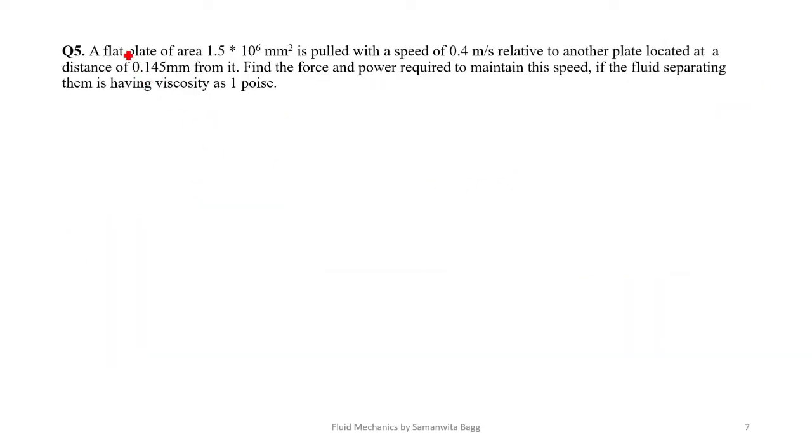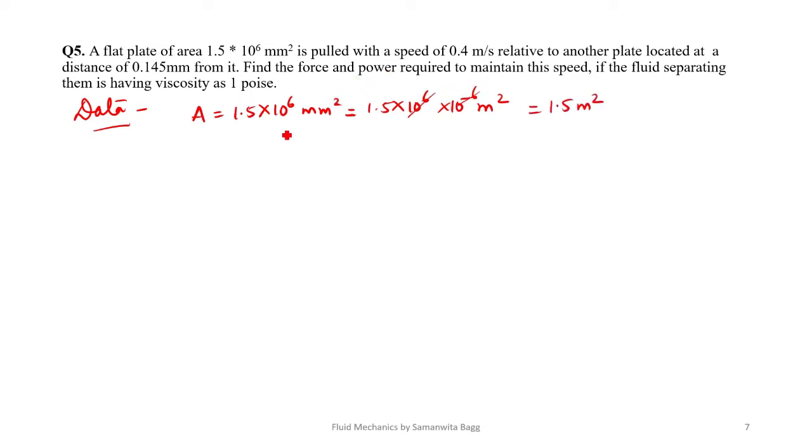Let's take another one. A flat plate of area 1.5 × 10^6 mm square. So the value of A is given. Let's convert this into meter square. We know 1 meter is 10^3 mm. So 1 meter square is 10^6 mm square. So 1 mm square will be 10^-6 meter square. So these two get cancelled out and what remains is 1.5 meter square.